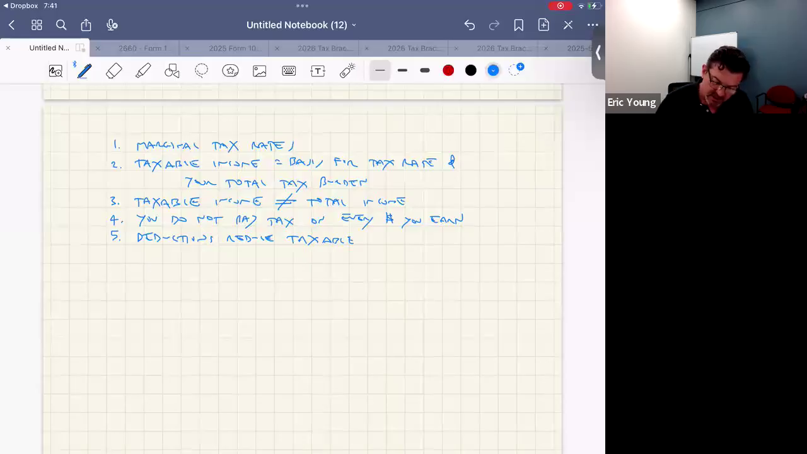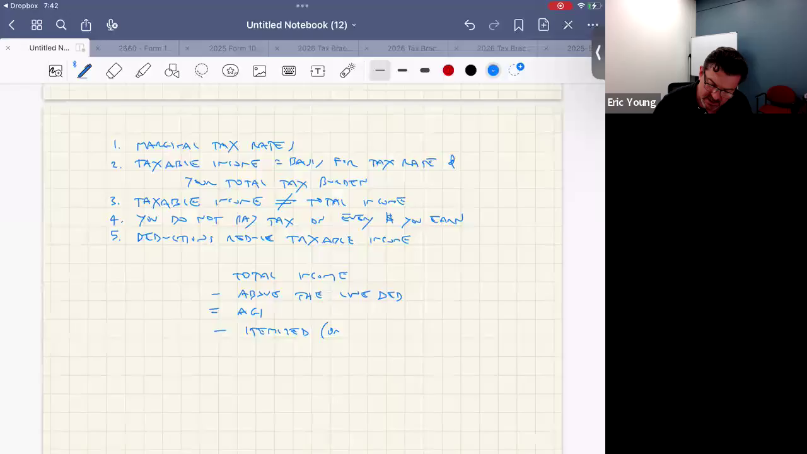We learned especially that your total income minus your above the line deductions equals your AGI, which minus either your itemized or your standard deduction. We're going to take the bigger one, right? Itemized or standard. That is going to lead to your taxable income.